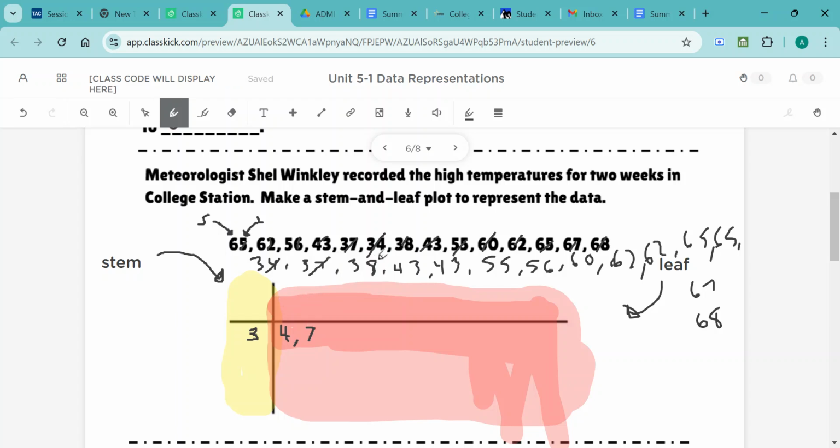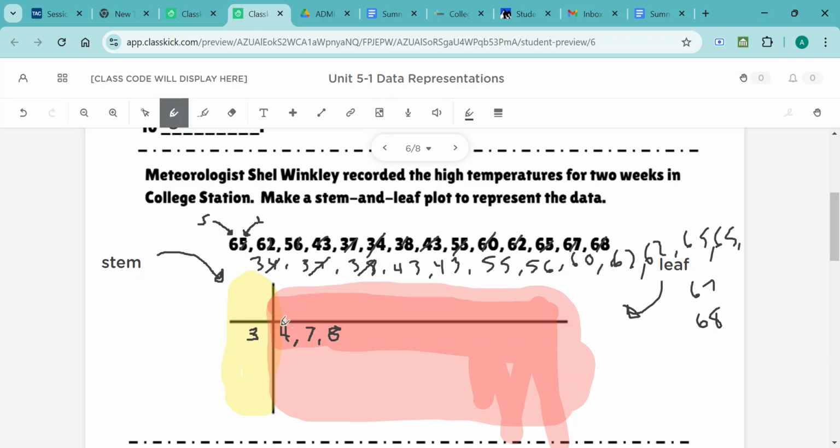Awesome. I have another 30, 38. So if you figured out how to do it, now we're going to write an 8 in the leaf. So in this one, the leaves are the ones place value, and the stem is the tens place value. Do I have any more 30s? No. I wrote them all. Since I put them in order, it's easy to see I don't have any more 30s.